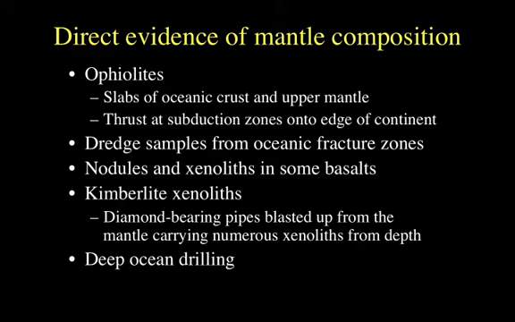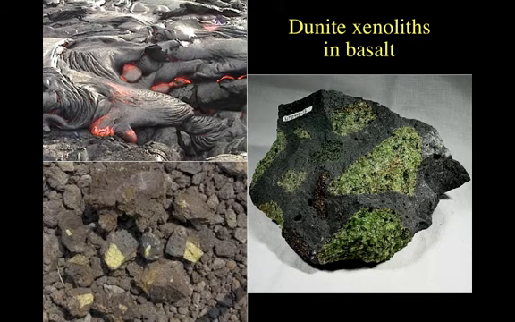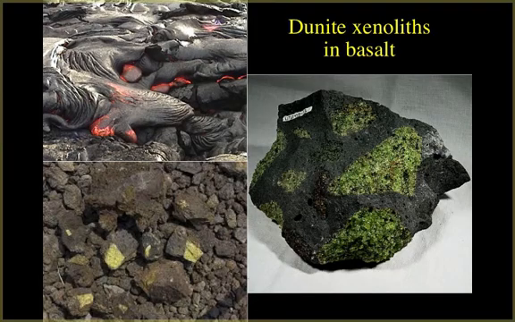There are no modern examples, but we find them in South Africa, in Siberia, in Canada, and those bring up these mantle xenoliths with them. And we also have mantle samples from deep ocean drilling. Here are some examples of dunite, so these olivine-rich nodules in basalt that come up in Hawaiian basalts.